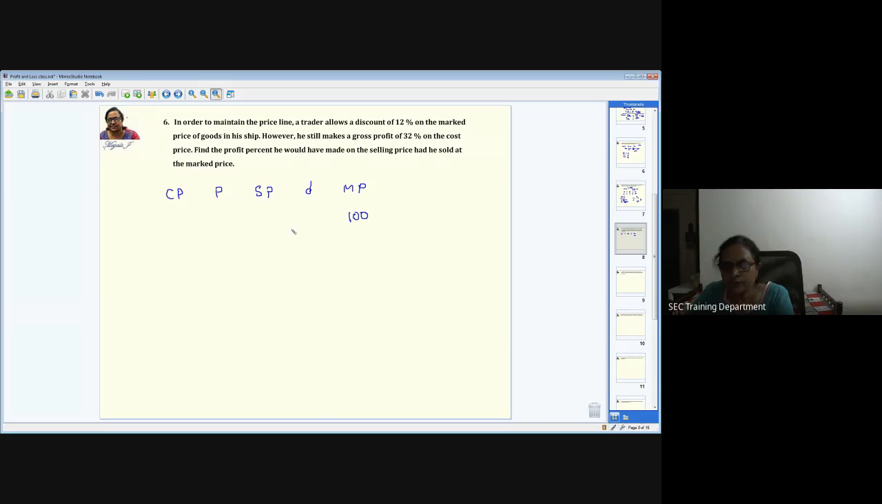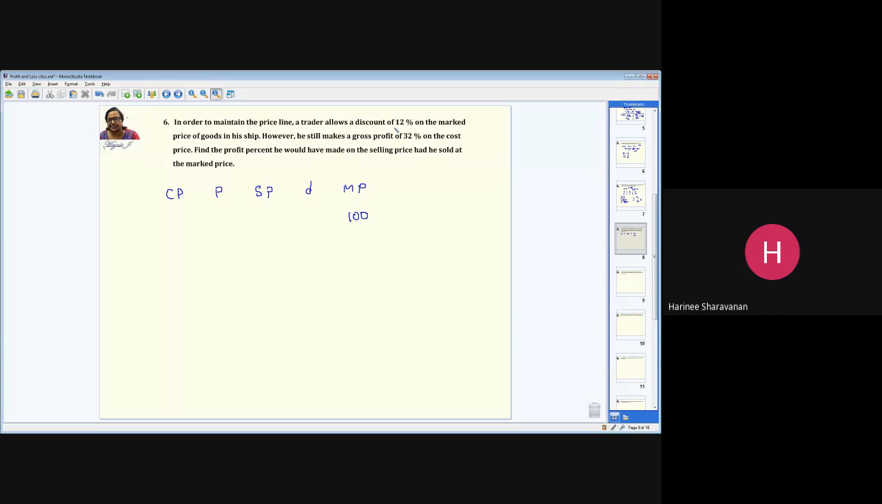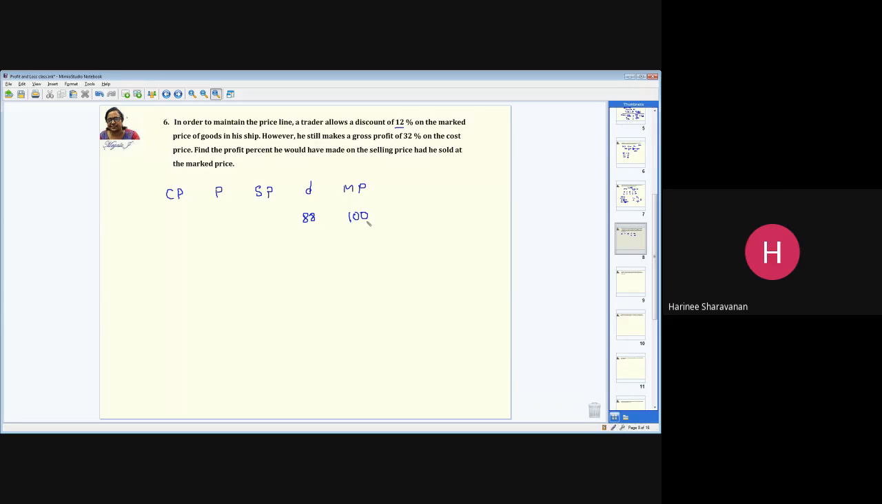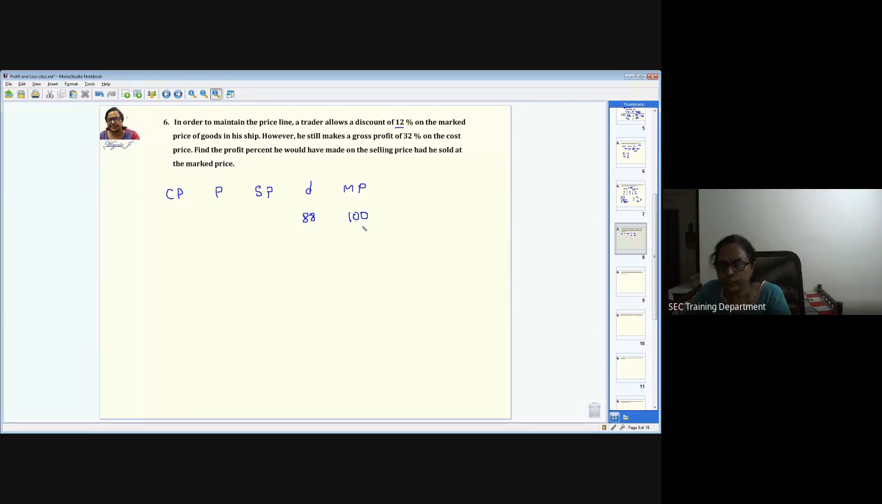Again, there is no value given here, so I don't have to consider it in terms of X. How much is the discount? 12%. So what is 12% of 100? It's 12. 12% of 100 is nothing but 12. That's the reason I'm taking 100 as the total. When you subtract, the balance will be 88. The selling price is 88.